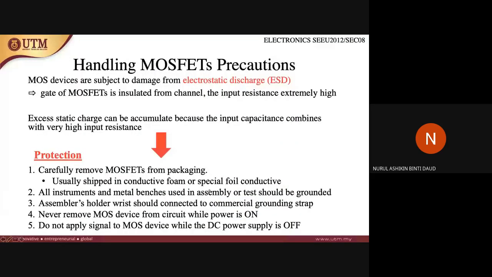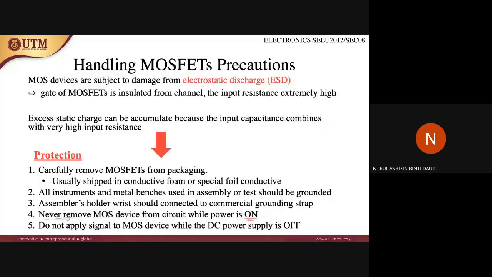Next, other than that, you have to make sure that all instruments and the metal benches used in assembly or test are grounded. Your table, your instruments, all of those tools should be grounded. Also, before you remove the MOS device, make sure that the circuit power is off. Never remove the MOS device from the circuit while power is on.